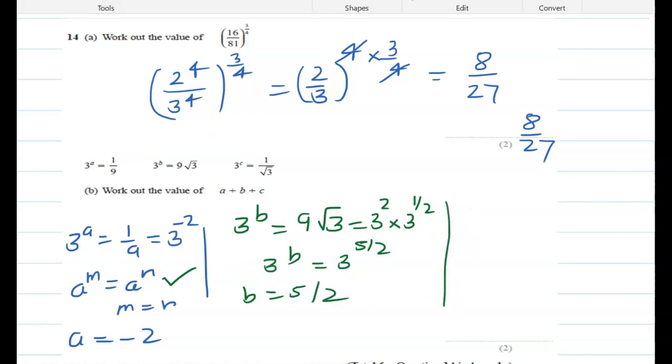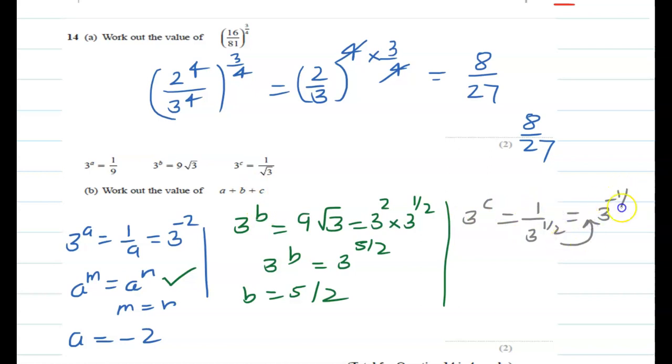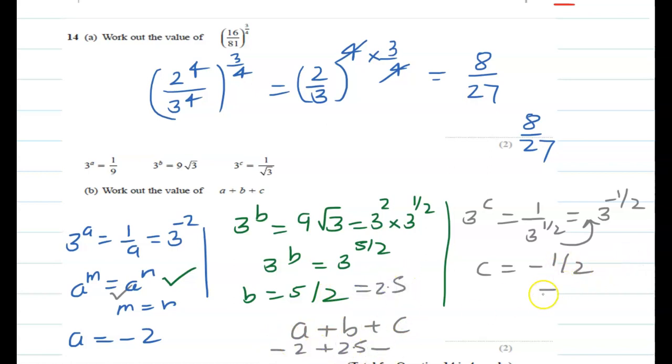Right? Next is 3 to the power c equals 1 over 3 to the power half. When it is going up, it will be 3 to the power minus half. So using the same rule, c will be minus half. So if you find a plus b plus c, that is minus 2 plus 2.5 minus 0.5. So the answer will be 0. Okay, that's your answer.